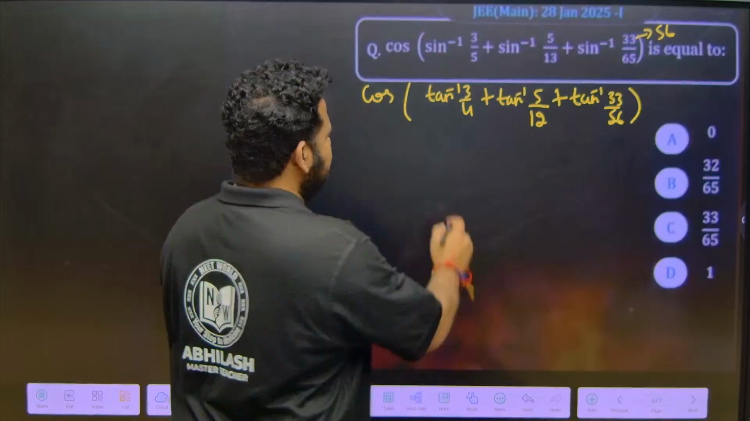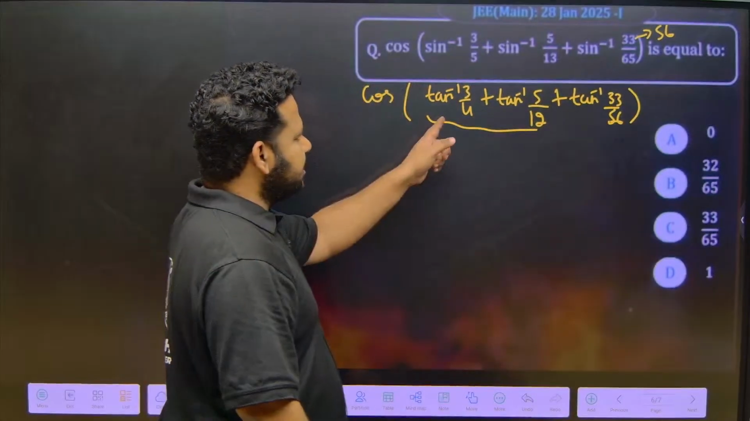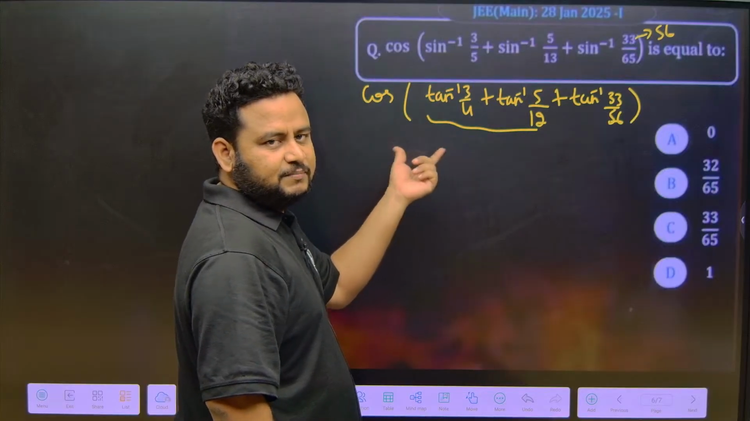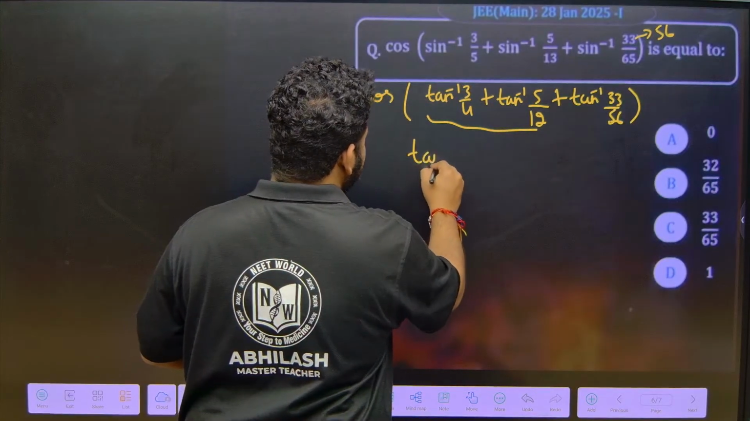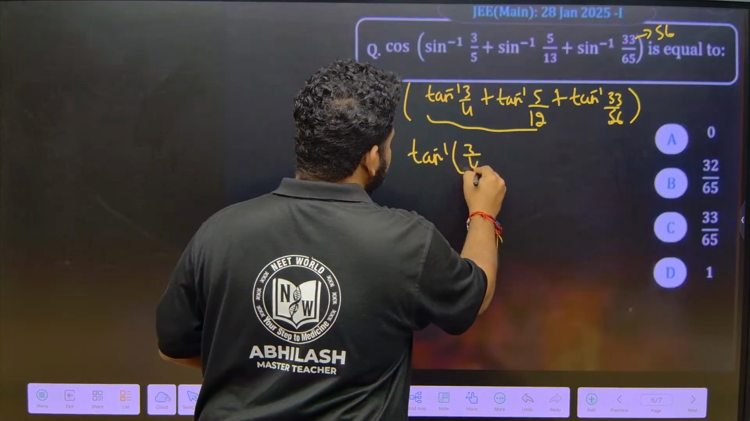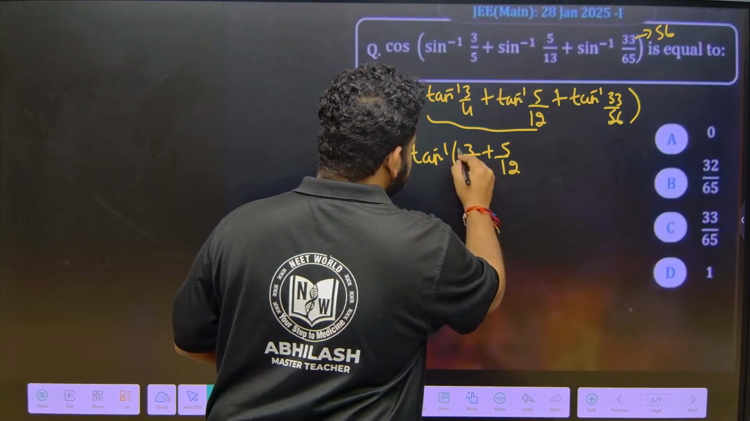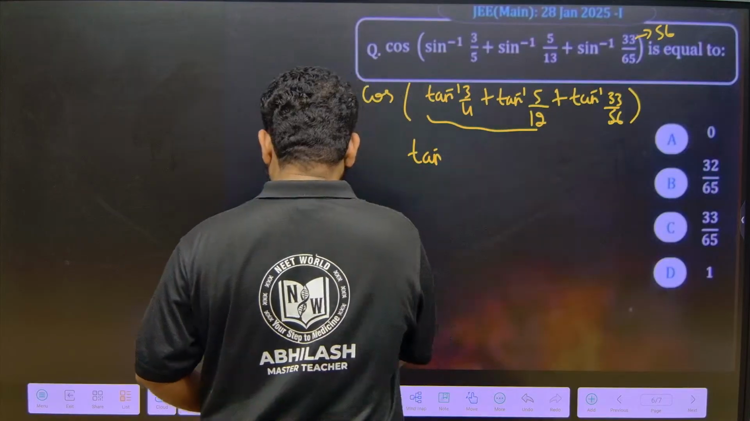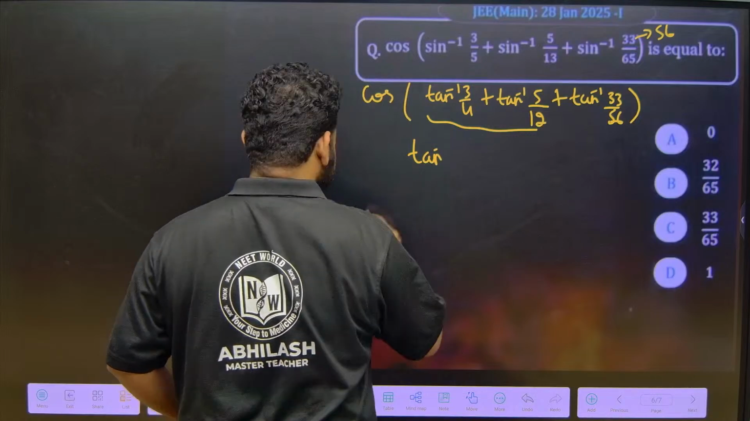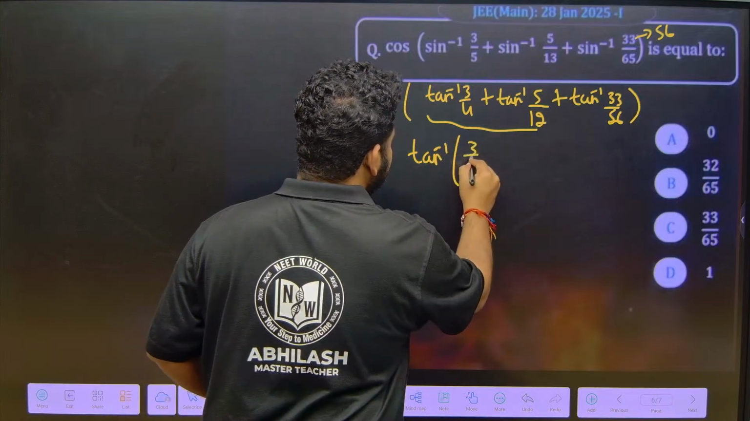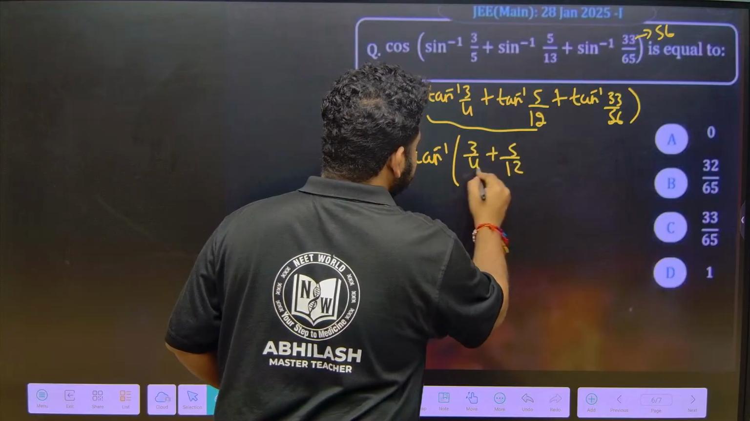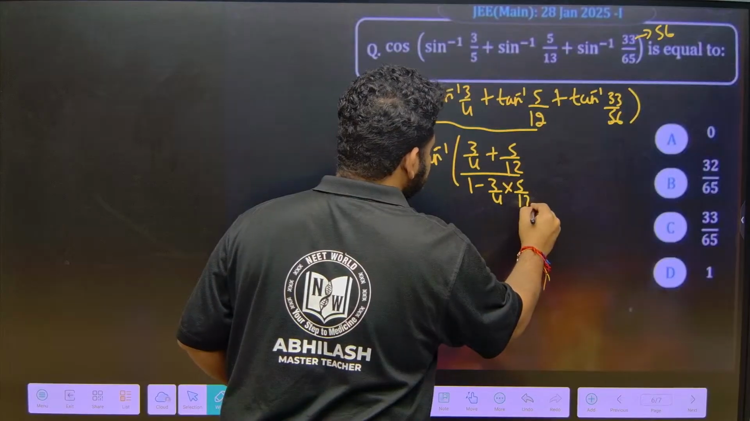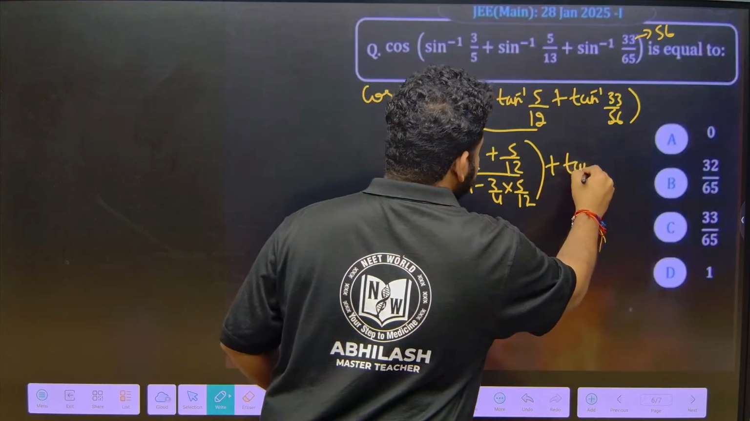So let me consider these two first. Tan inverse of x plus tan inverse of y is tan inverse of x plus y divided by 1 minus xy. Let me apply that. So this will become tan inverse of 3 by 4 plus 5 by 12 divided by 1 minus 3 by 4 into 5 by 12, plus tan inverse of 33 by 56.